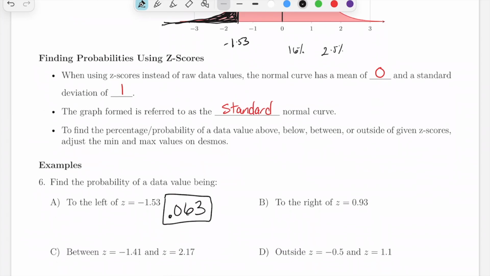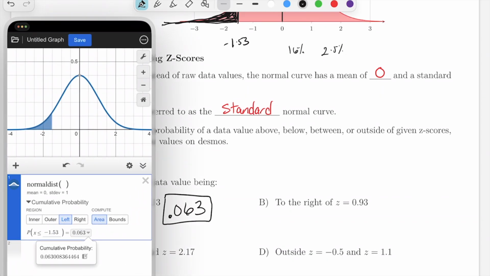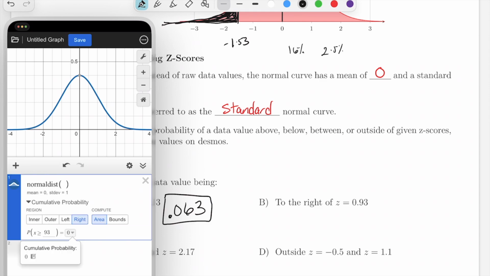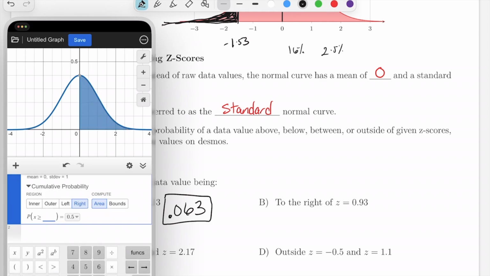And we have to the right of 0.93. Well, this time I'm going to tap to the right. And you'll notice that it's just using the same thing. I've got to change my value to be 0.93 now. And if you look, it says 0. That's because I actually wrote 93, right? What's the area to the right of 93? Basically 0. It's so small. So let's go ahead and put in 0.93. There we go. That's about 17.6%, or 0.176 is fine.